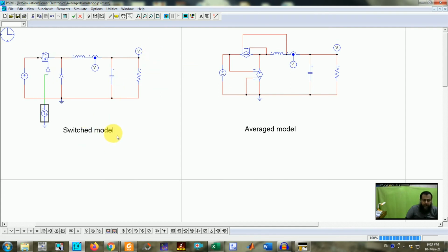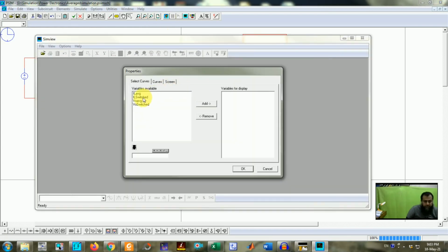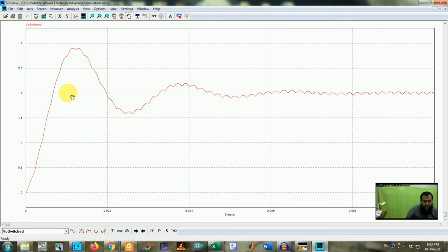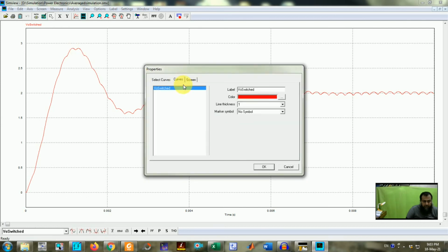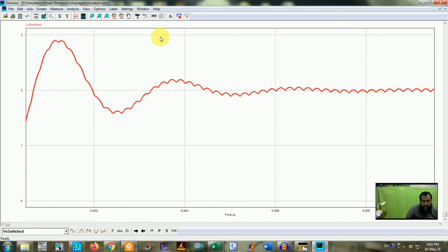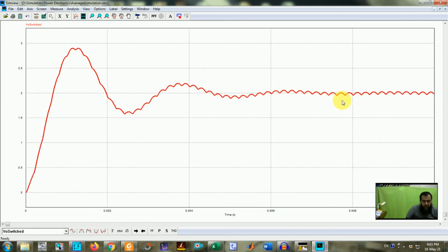Let us first of all simulate this switch model converter, and we see what kind of waveforms we get when we simulate a buck converter using a switch model. So let me simulate this one. So here we have the switched output voltage V naught. As you can see here, this V naught is settling at this 2 volt after having the initial transients. If we zoom in, let me bold this curve here. So as you can see here, I am having this type of an output voltage.